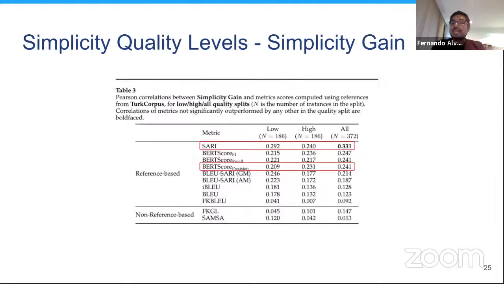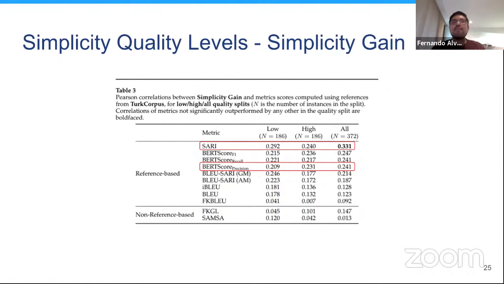So that's something related to simplicity DA. If we go to simplicity gain, which is what was used to introduce SARI as the de facto metric for simplification, we see that actually the correlation is very low. Now, the score that they report in the paper is actually low as well. So it's not a problem with the way that we measure correlation versus the way that they measure it. The value of the correlation is low as well. However, with simplicity gain, we can see that SARI has higher values than all of the others, including BERT score precision, which is the best one that we have for simplicity DA.